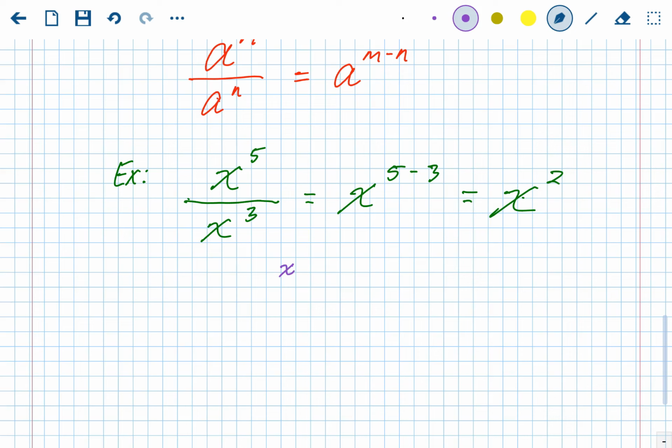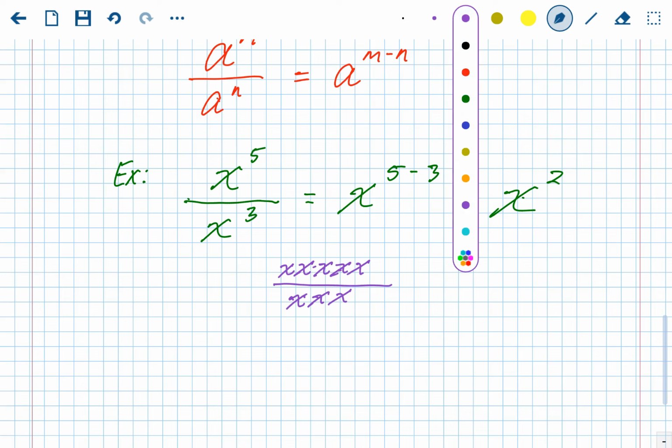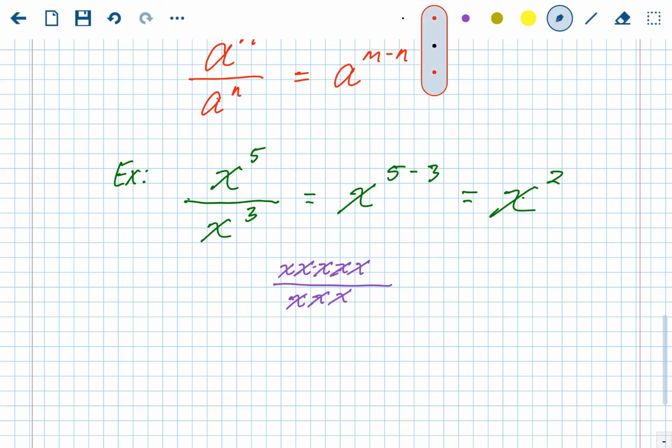X to the 5th power is 5 x's all multiplied together, divided by x to the 3rd power, 3 x's all multiplied together. Anytime you have a common factor on the top and the bottom, anything that matches top and bottom, they cancel out. So you cross out an x on top, cross one out on the bottom, until you're only left with the x's on top and nothing else on the bottom. Well, how many x's do you have on top? There's 2 left over, x times x, or x to the 2nd power.